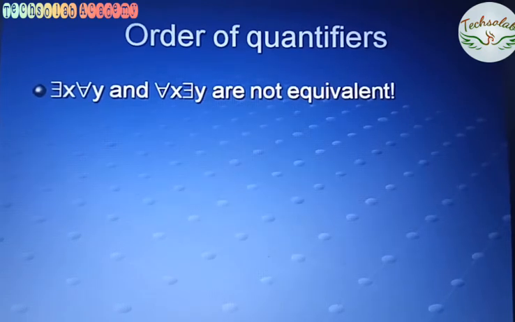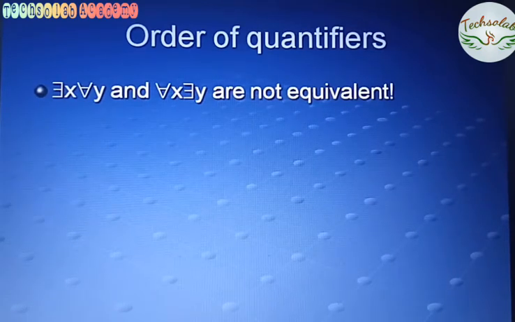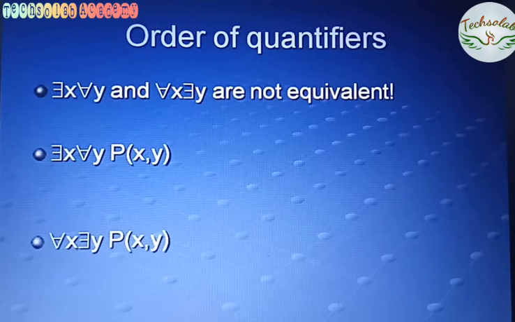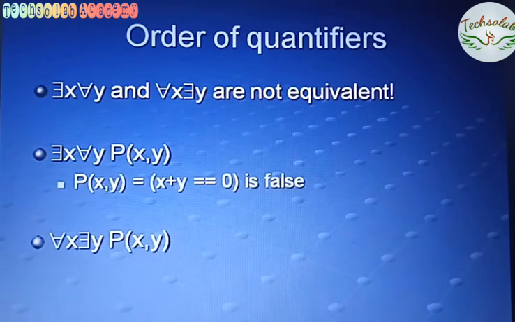So the order of quantifiers matters, students, because if we change the order, it is not equivalent to the first one. There exists x for all y, and for all x there exists y are not equivalent. There exists x means there exists one element for all y such that the predicate holds, while for all x means it is the universal quantifier, so for each x there exists some element y. For all y, there exists an x such that x plus y equals 0 is false, because for all y there doesn't exist one element x such that x plus y equals 0.